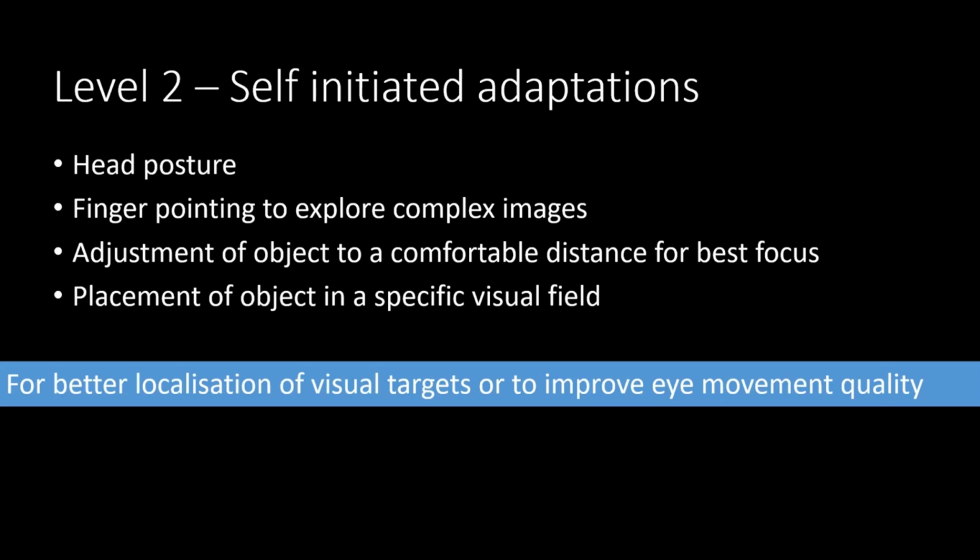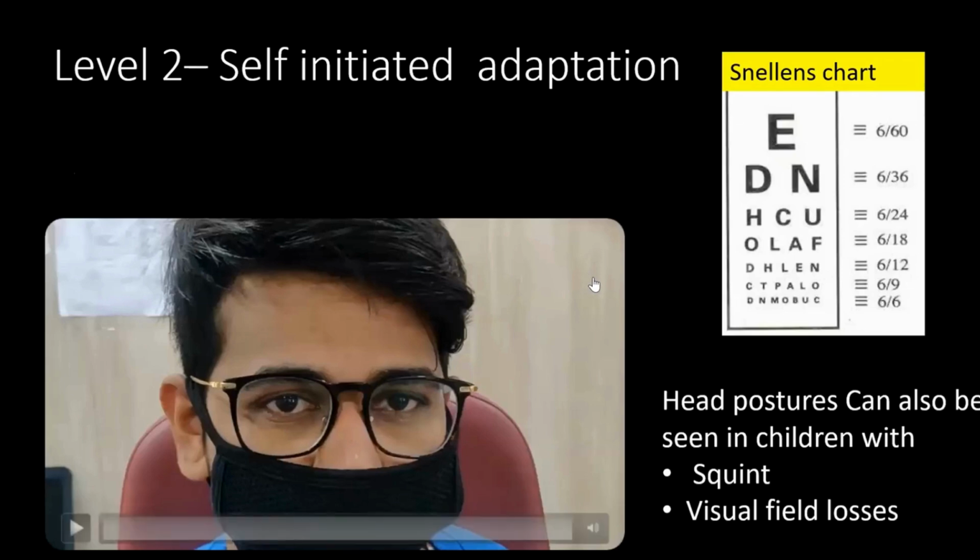So then there is a better localization of visual targets and also helps in improving the eye movement quality. So this is a self-initiated adaptation. On the right, it's a Snellen's chart. The child in this video is not a cerebral palsy child. The child has nystagmus, but we will try to see how he's initiating a head posture. And same way, a child with CP having squint or any visual field losses or nystagmus would adapt a head posture. So let me play the video.